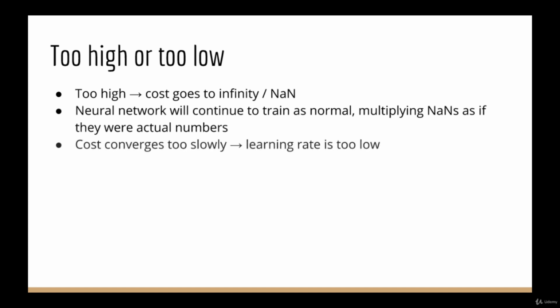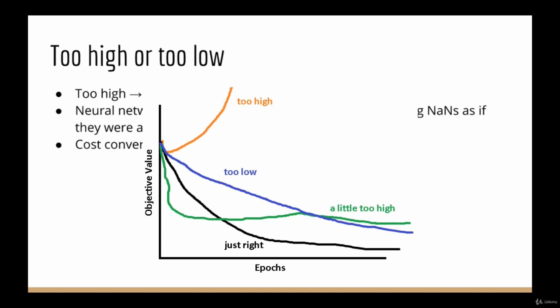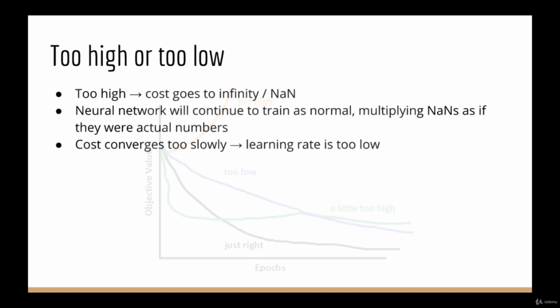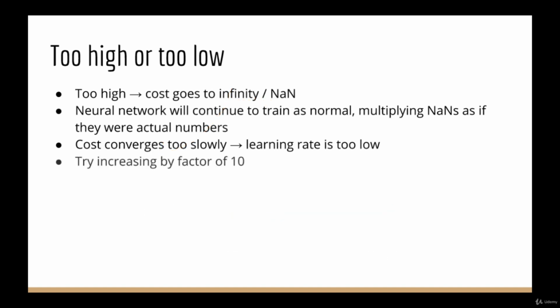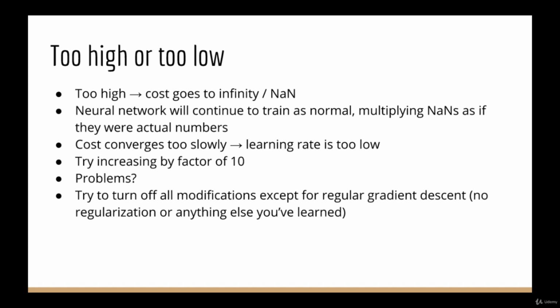On the other hand, if your error or cost is converging too slowly, then your learning rate is probably too low. Try taking it up by a factor of 10 so that it learns faster. A good technique to use if things aren't working right is just to turn everything off, except for regular gradient descent. That means no regularization or anything else. Then keep lowering your learning rate to see if things improve.